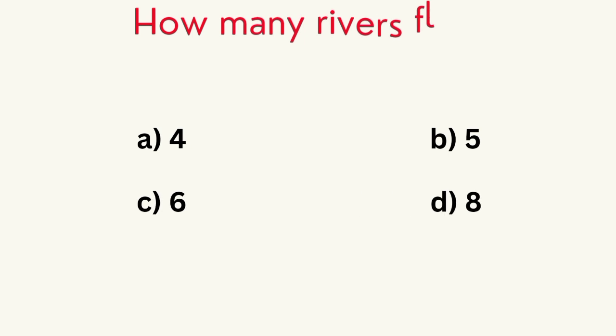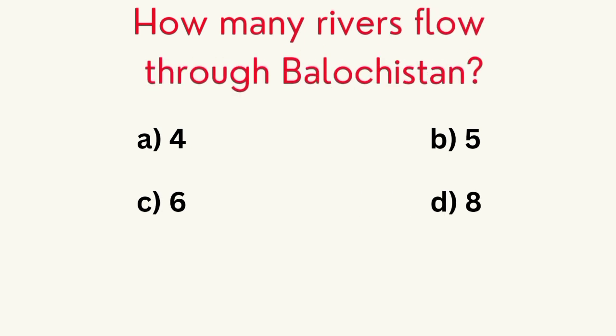How many rivers flow through Balochistan? A. 4. B. 5. C. 6. D. 8. Answer, C. 6.